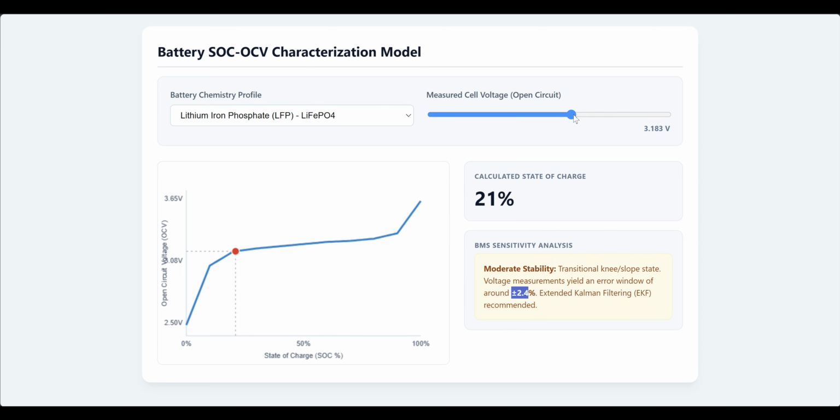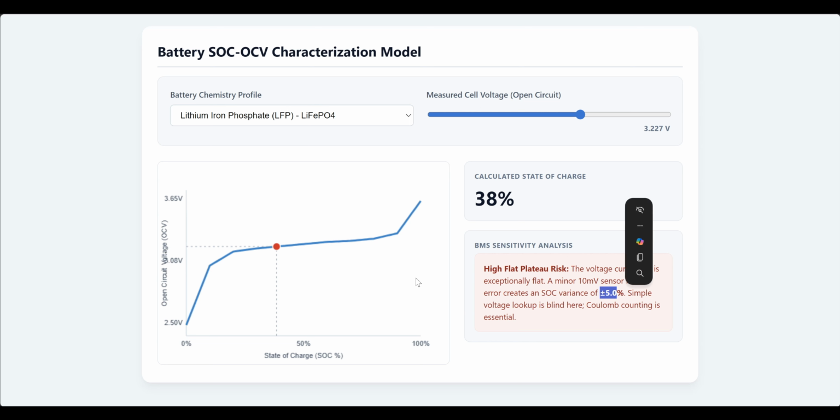But if you go further, here the flat zone is there. So this is the flat zone. In this flat zone, if you measure the voltage, then your voltage sensitivity plays a very important role, because if you do not measure it accurately, then you will not be able to measure the SOC properly, and in this case you will have plus or minus 5% SOC error, which is a lot of error. And if I increase it further, then it is increasing more.